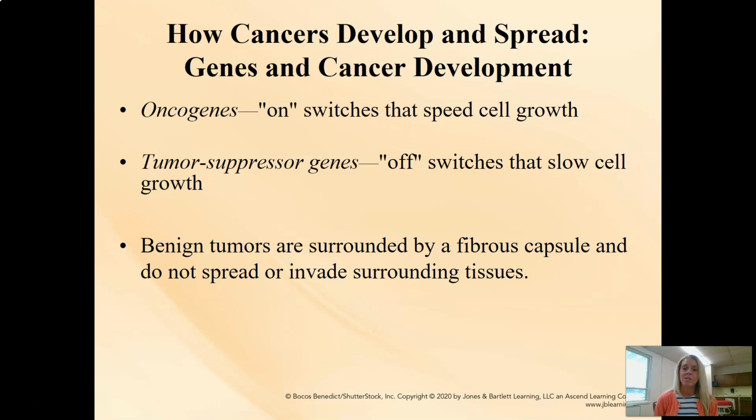Benign tumors are surrounded by a fibrous capsule, so they don't spread as easily. They don't typically invade surrounding tissues, and they're easier to remove surgically if they need to be. There is a figure in your book, figure 13.1, that shows some pictures of cancer versus normal cells and what they look like.